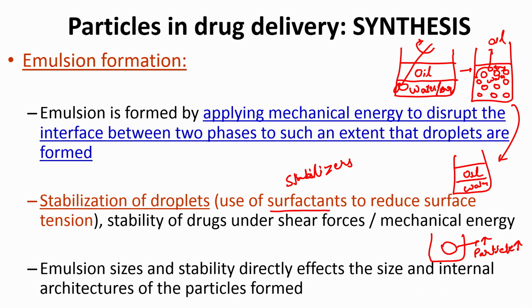So, if I want bigger particles, what I will do is decrease the mechanical energy that I am giving, right, because if it is decreased then you get bigger size droplets and those will eventually result in bigger size particles. And if I want smaller and smaller particles, I will continue to increase this mechanical energy till I achieve the size range that I am desiring.